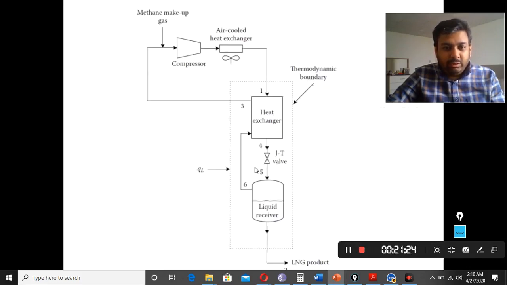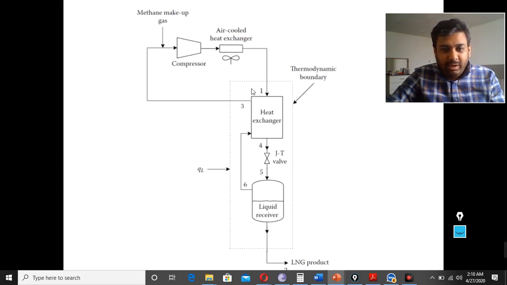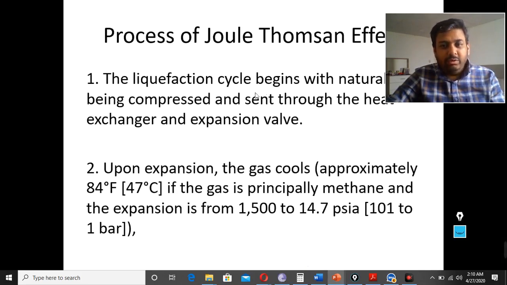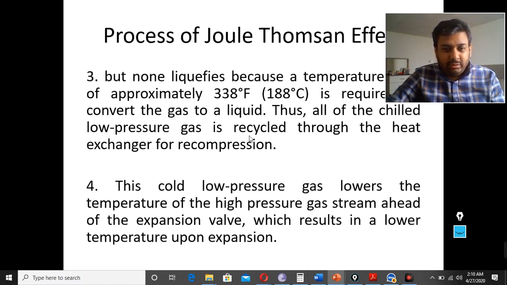Now let's look at the process. We have 6 steps here, numbers 1, 3, 4, 5, 6, so let's look at it. What's going on? Number 1: the liquefaction cycle begins with the natural gas being compressed and sent through the heat exchanger.